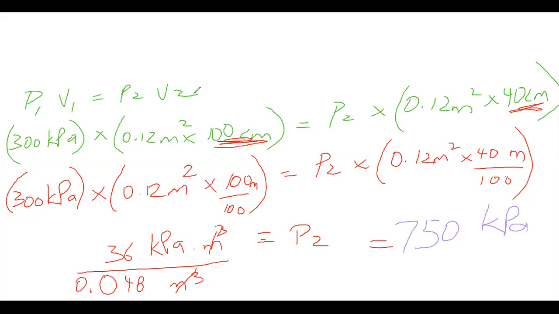So we went from 300 kilopascal to 750 because you went from 100 centimeter to 40 centimeter, which means that you have less space in the piston. When you compress the piston, from the time you compress it, you have less volume. So that means the pressure is going to increase. Good. So you have 750 kilopascals. Everybody okay with that so far?